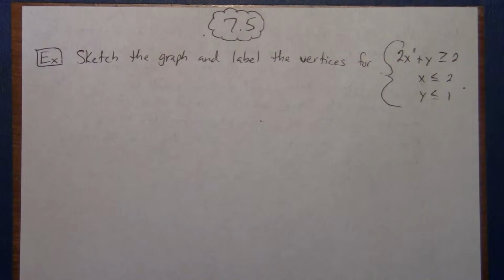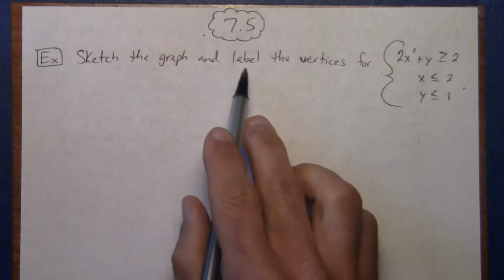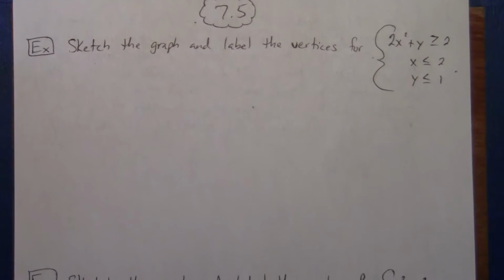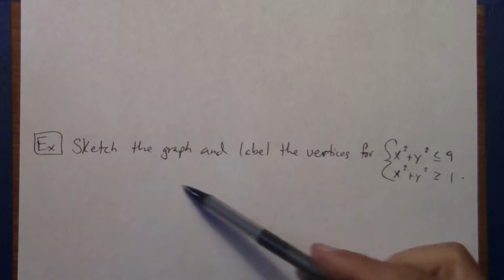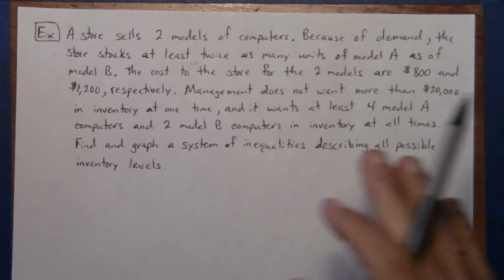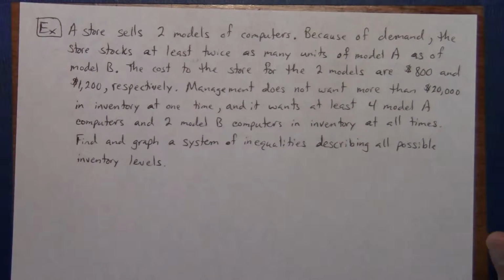Section 7.5 homework calc. I'm going to do 3 problems to help you out today. 2 of them are similar. The first one I'm going to ask you to sketch the graph and label the vertices for, and then they'll give you a system of inequalities. Second one will be very similar, sketch and graph, another system of inequalities. And then the third one, getting a story problem and being able to sketch and graph the inequalities.